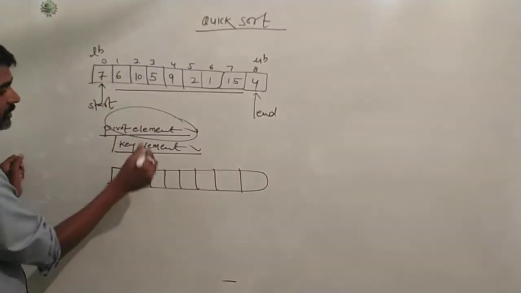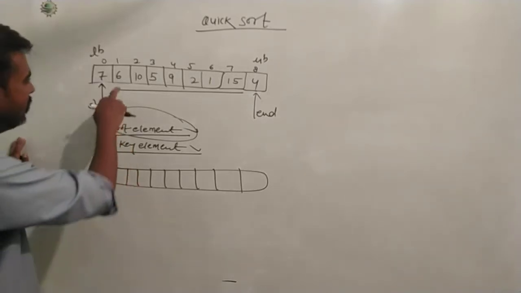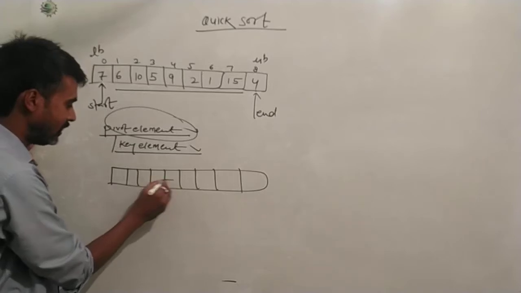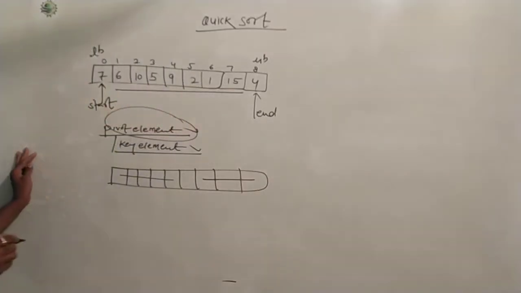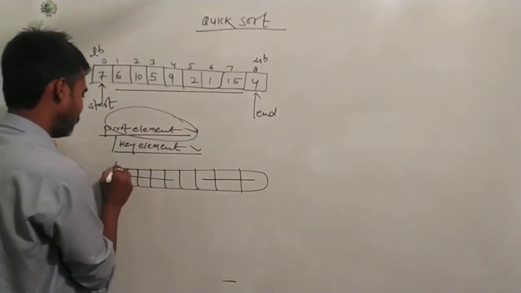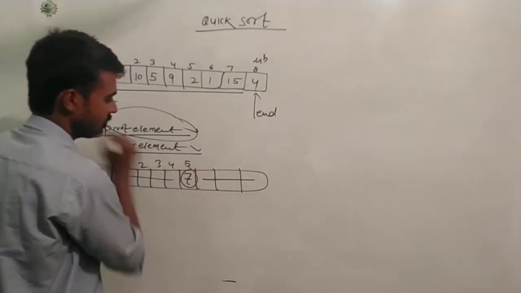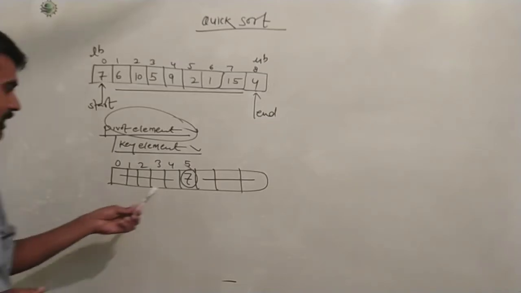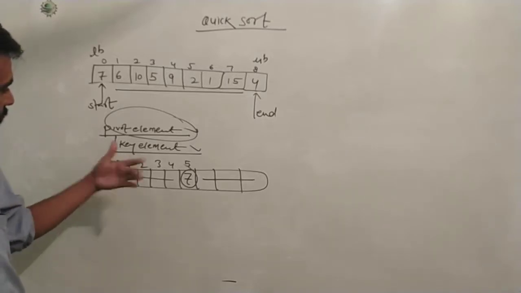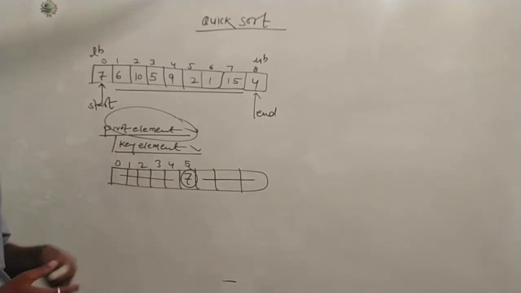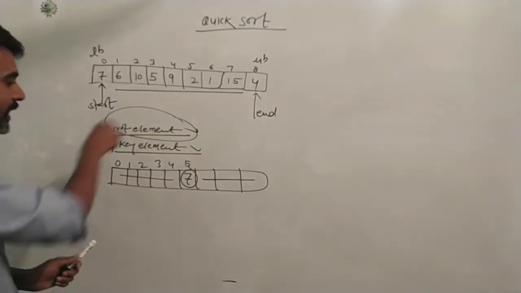What should be the place for 7? 5 elements are less than 7 and 3 elements are greater than 7. Okay. Now what will be the position of 7? This one. This is the appropriate position for 7. We will find this by an algorithm. We will shift this 7 to its appropriate position by using the algorithm, not directly.